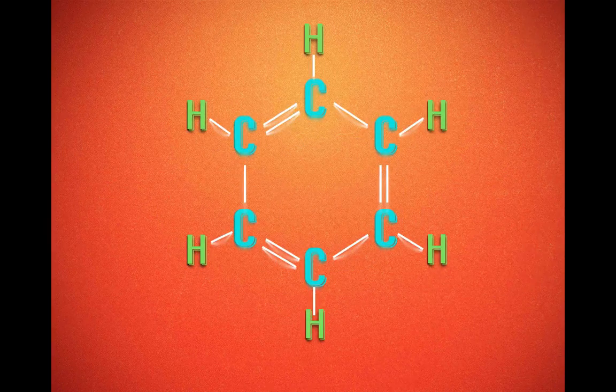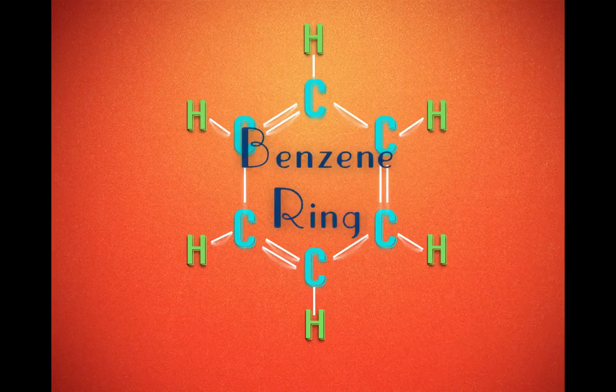All right, let's take a look at another example, and this is what's called a benzene ring. You'll notice I have 6 carbons, and you have alternating double bonds between each carbon. This is a benzene ring.